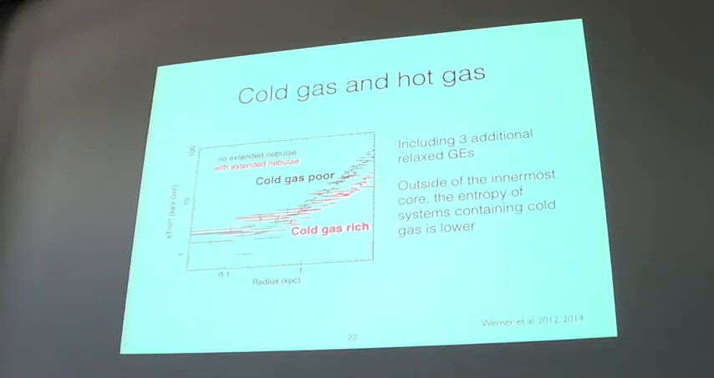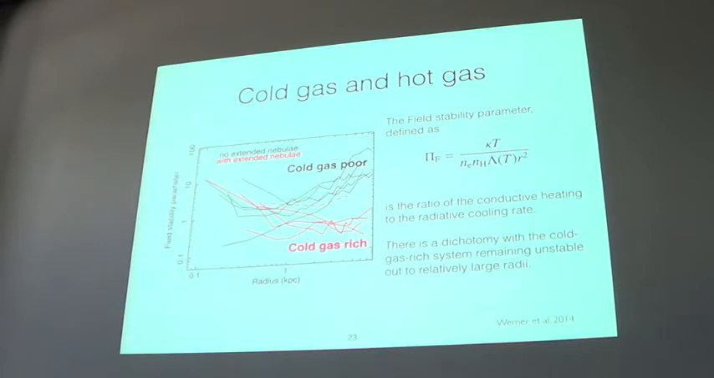So their X-ray thermodynamic property is very different. And what's the link between the cold and hot gas? Well, you can define something like the field stability parameter, and you can look at maybe how this changes in the two groups. So the field stability parameter here is the ratio of conductive heating in the hot gas to the radiative cooling in the hot gas. So a ratio of less than 1 would tell us that radiative cooling is dominating over conductive heating, and a ratio greater than 1 would tell us that conductive heating is dominating over the radiative cooling.